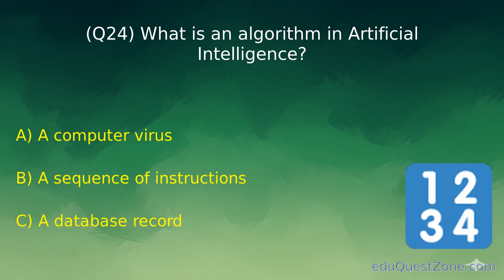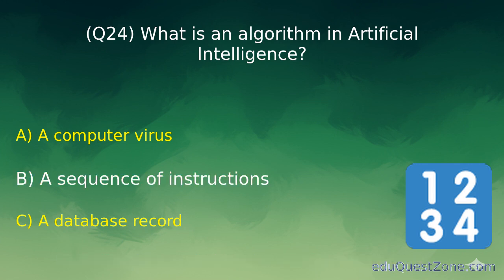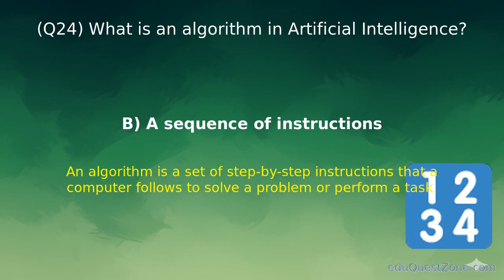Question 24. What is an algorithm in artificial intelligence? Option B. A sequence of instructions. An algorithm is a step-by-step set of rules that a computer uses to solve a problem or make decisions.